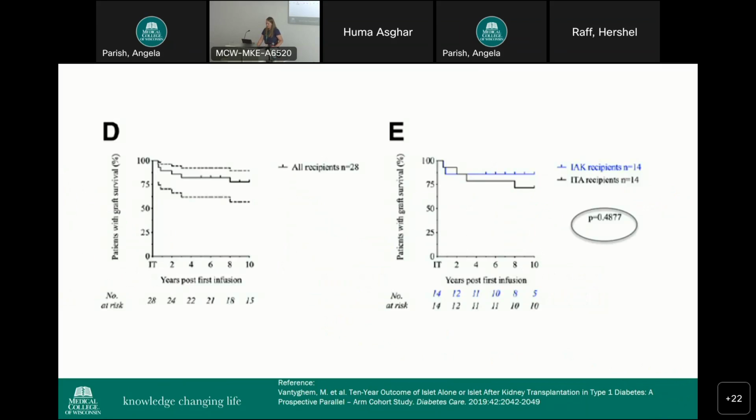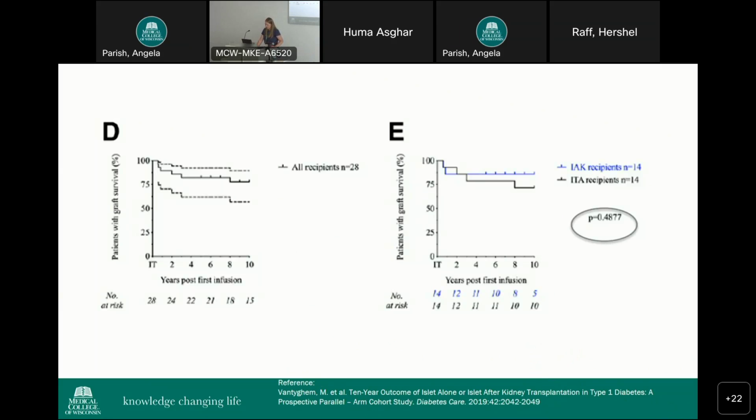Then looking at graph D, they just wanted to look at graft survival, which was 82% at 5 years and 78% at 10 years for the entire group, as noted by graph D. And then graft survival in image E did not differ at 5 years versus 10 years, depending on the type of transplant.